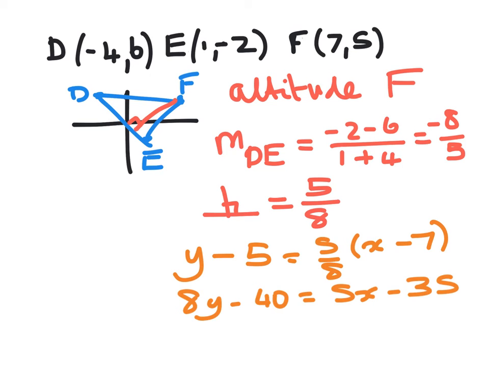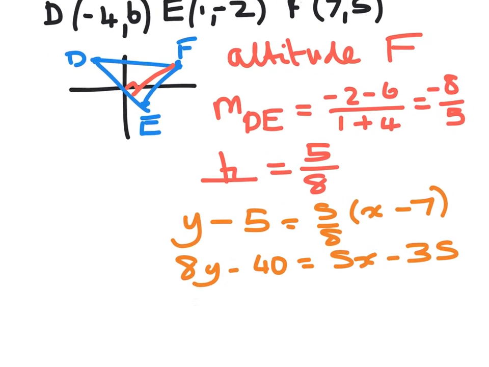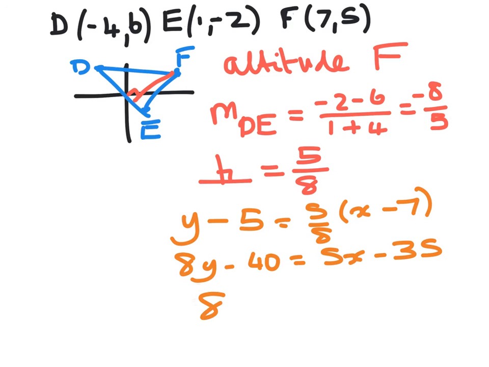If we tidy all that up, then we've got 8y minus 5x, and then the -40 from here goes over to this side where it's going to add on to the -35, which is going to give us a +5. So the equation of that altitude is 8y minus 5x equals 5.